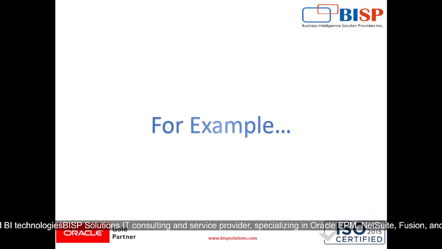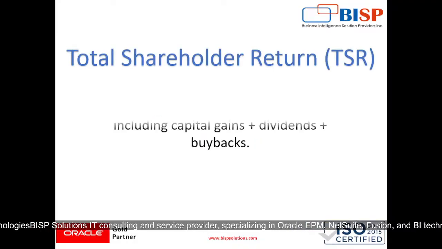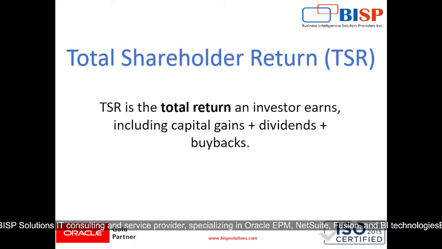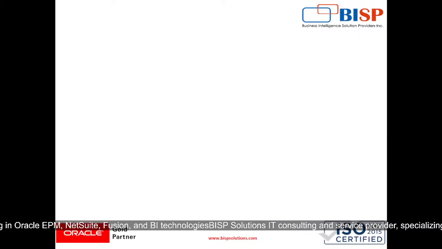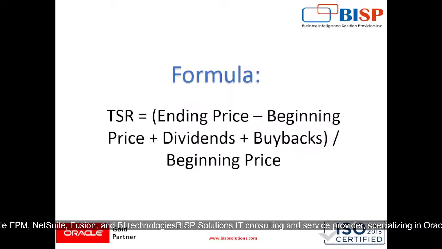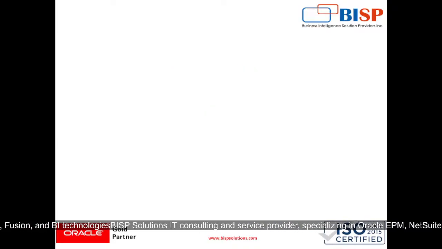Then comes total shareholders return, which is TSR, the total return an investor earns including capital gains plus dividends plus buybacks. It gives a complete picture of what investors earn. The formula for TSR is ending price minus beginning price plus dividends plus buybacks, upon beginning price.